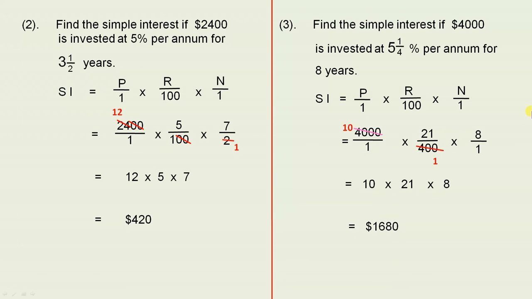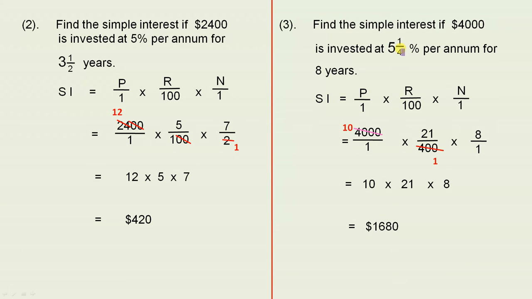Find the simple interest if $4,000 is invested at 5.25% per annum for 8 years. So there's our initial formula. The principal is $4,000, so we have 4,000 over 1. The interest rate is 5.25%, which is 5.25 over 100. But we can change that to 21 over 400 if we multiply top and bottom by 4.